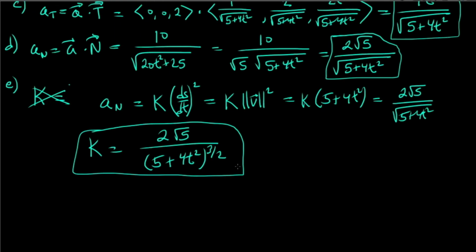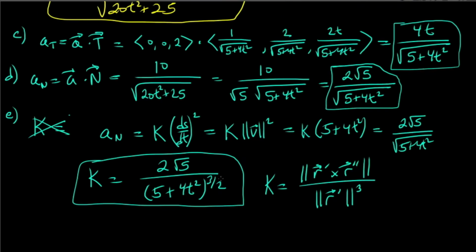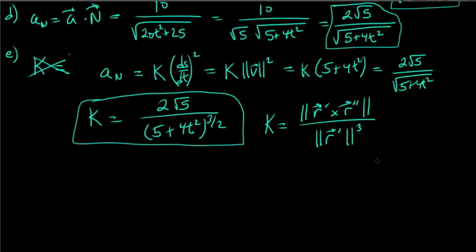So I think the other reasonable one would be the magnitude of r prime cross r double prime, divided by the magnitude of r prime cubed. So you would have had to take v cross a, which is not hard, right? And then divide by the magnitude of v cubed. So that would have worked probably just as well.